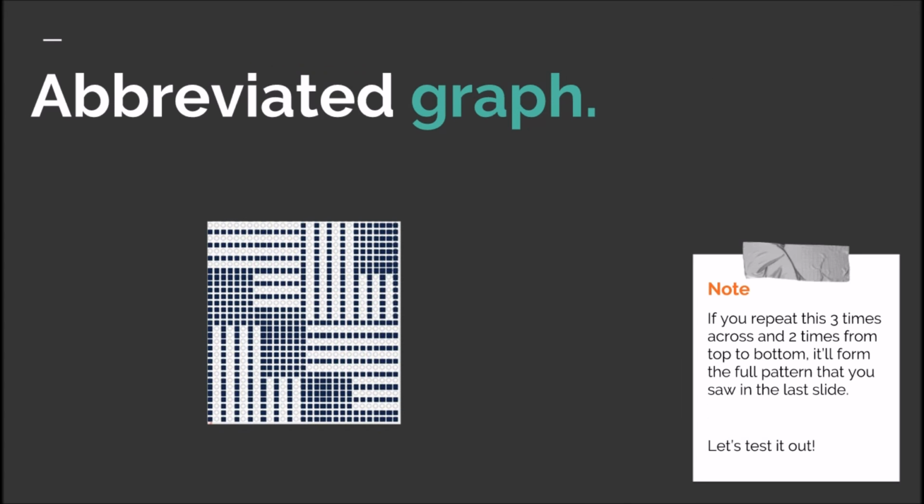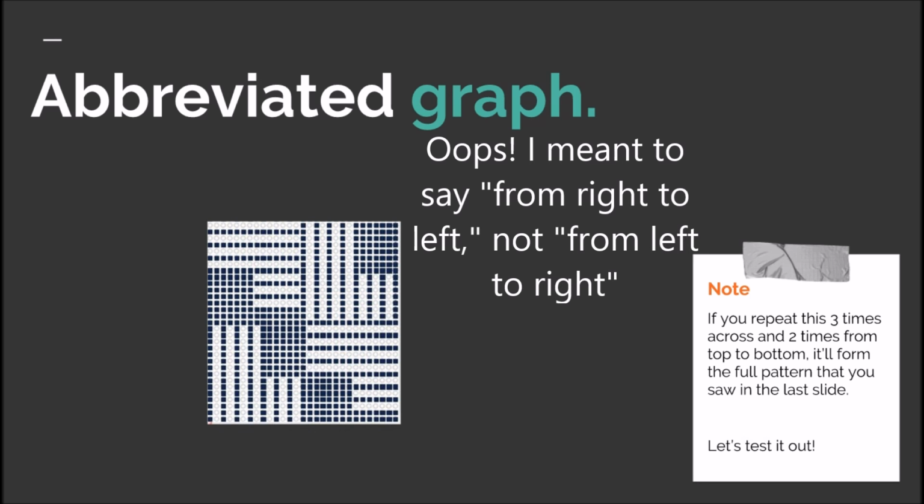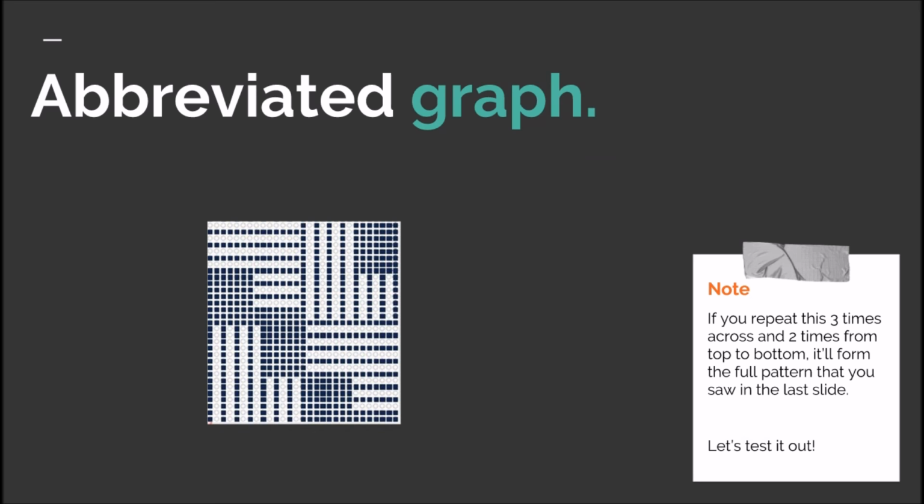This is an abbreviated graph. If you took this graph here and you repeated it 3 times across from left to right, and 2 times from bottom to top, it'll form the full pattern that you saw in the last slide. Let's test it out. You see how that worked?